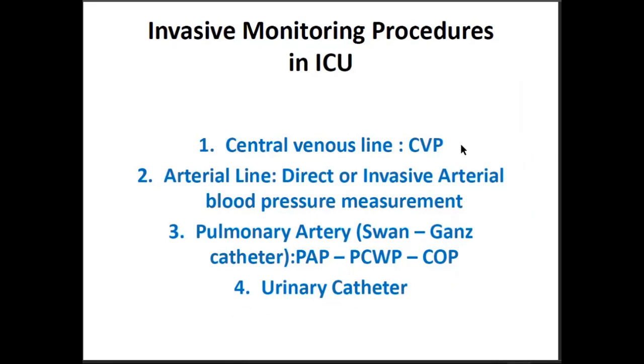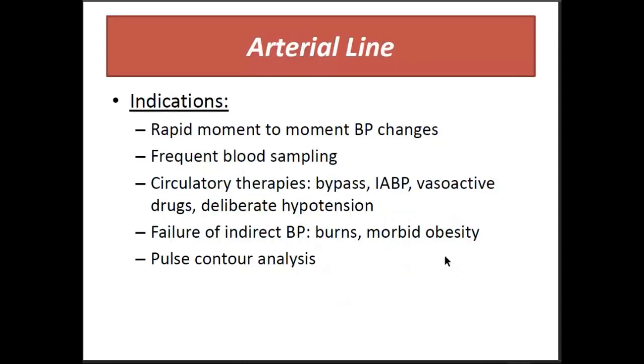The most important is central venous pressure. The arterial line, what are its benefits? Most importantly, we measure blood pressure directly, or invasive arterial pressure monitoring. Then you have the pulmonary artery catheter, which is the Swan-Ganz. This measures pulmonary artery pressure, pulmonary capillary wedge pressure and cardiac output, which is very important, and the urinary catheter. Let's take them one by one.